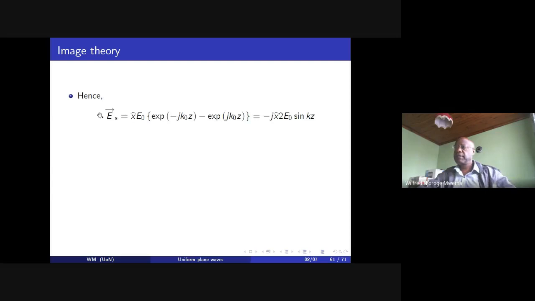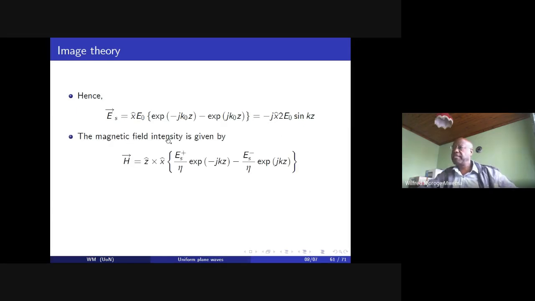And therefore, in the region between z equal to 0 and z equal to L, the electric field intensity Es is going to be given by that equation there, and we see that this is just the negative of j 2 E naught sine of kz. It will be 0 at z equal to 0, okay? And we can see that this is a true solution for that.